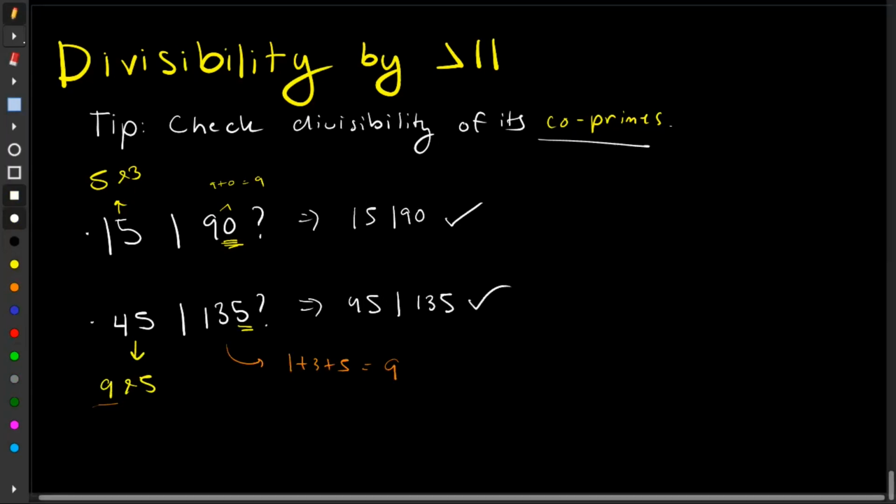So just use this tip for numbers that we aren't sure how to get the divisibility, but we can factor some known divisibility rules on it. Like in here, we know the divisibility rules for 3, 5, and 9. So that's all for this video.